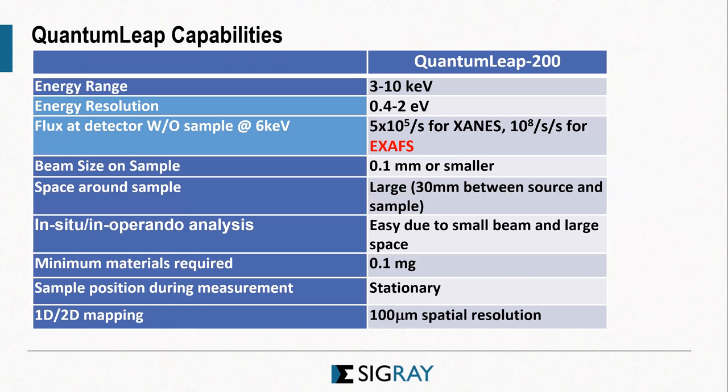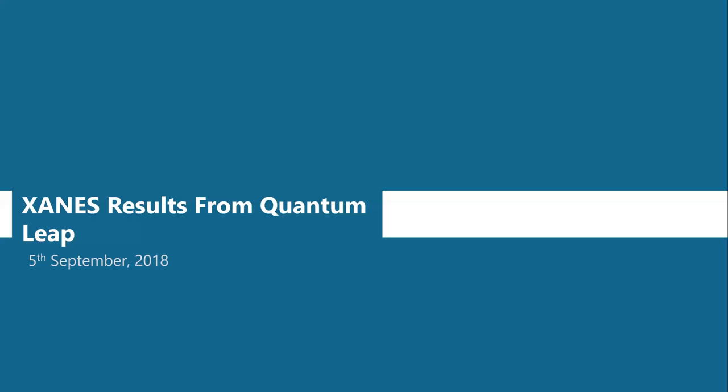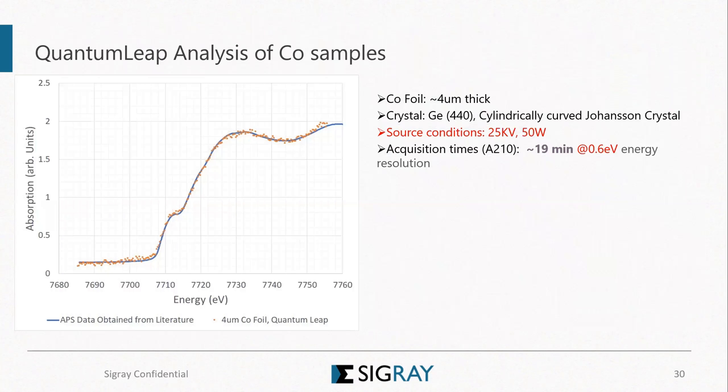And the space around the sample is fairly big, 30 millimeter before and after. And it can measure a very small quantity of material, 0.1 milligram we think can do, and get high energy resolution. So with that, it also gives you some spectral measurement from the system.